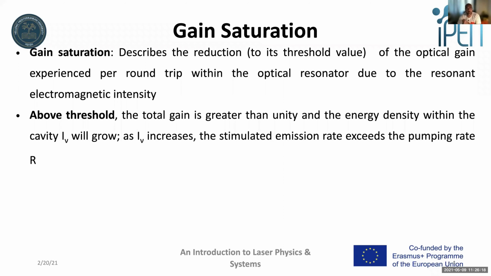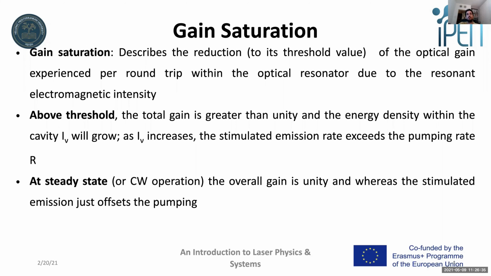So above the threshold, the total gain is greater than unity, and when we have the emission of the light, and we are building the laser radiation within our cavity, we are reducing continuously the population inversion, and we are going to observe our output as a constant power. This is the case of the CW lasers, that the output is constant because of this clamping of the gain to its threshold value.